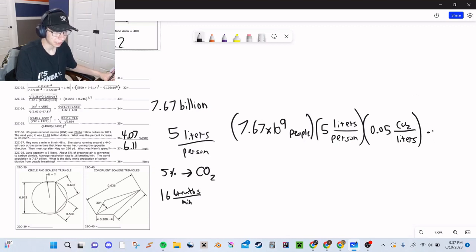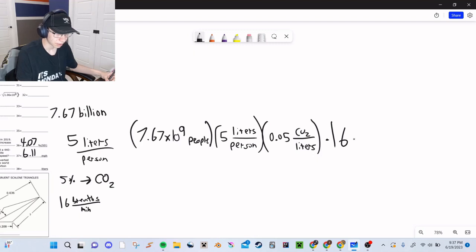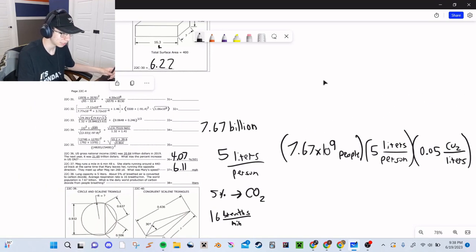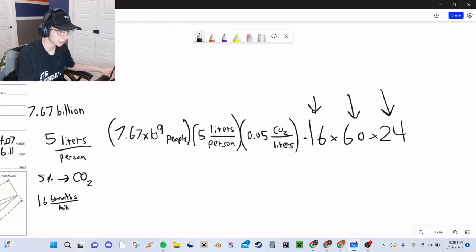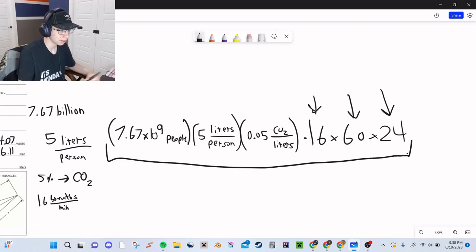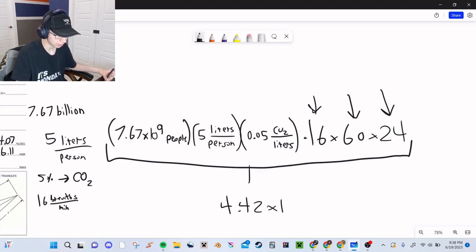And then we'll multiply this all by a factor of 16 breaths per minute. And then times 60, and then times 24. Because this is breaths per minute, this is how many minutes are in an hour, and how many hours are in one day, because we want our daily production of carbon dioxide. So we're going to multiply all of these numbers together. We get 4.42 times 10 to the 13th power, which is our answer.